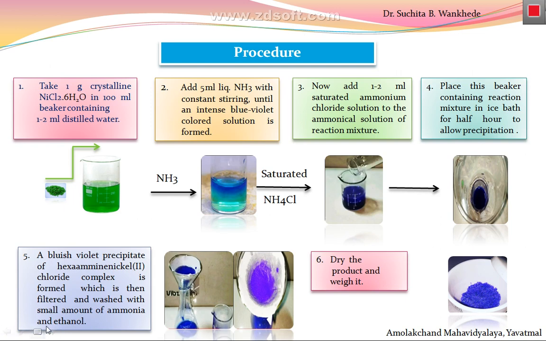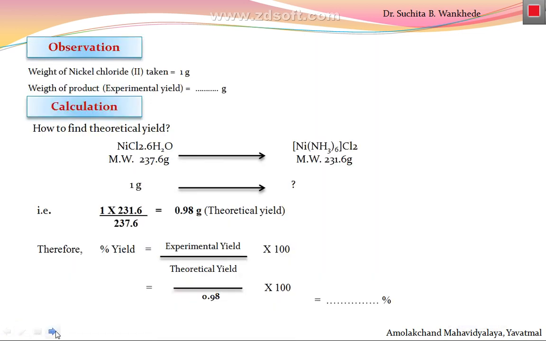Next, observation. The weight of nickel chloride that we have taken is 1 gram, and the weight of product we can determine by drying our complex compound and weighing it. This yield is called the experimental yield.